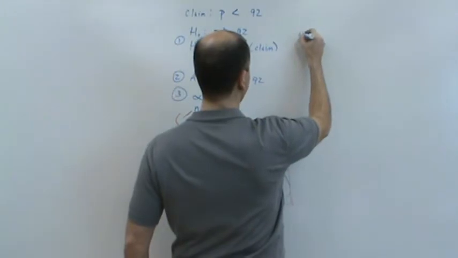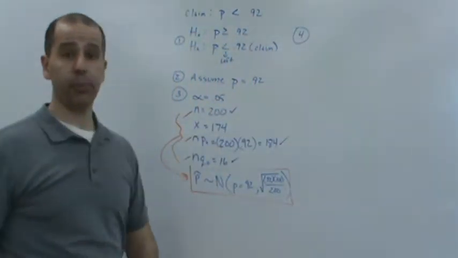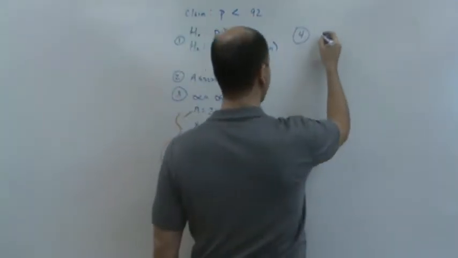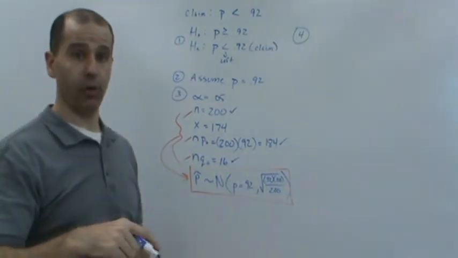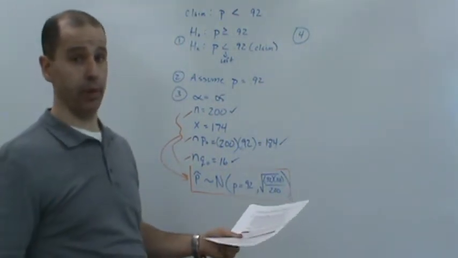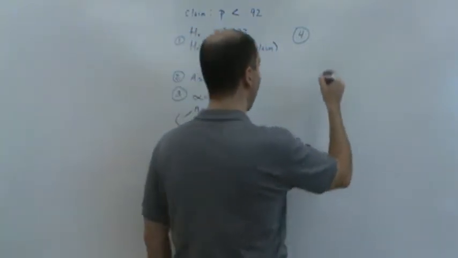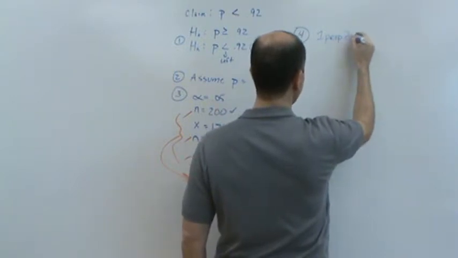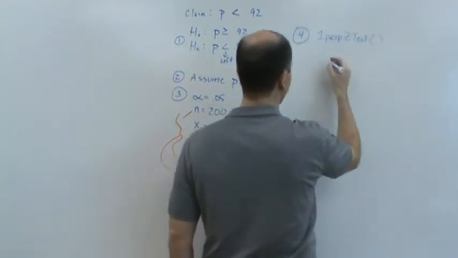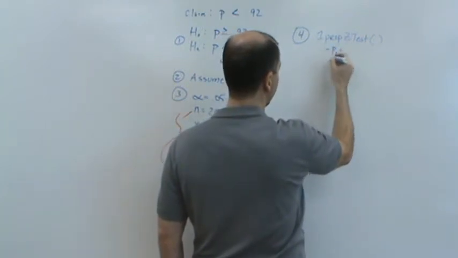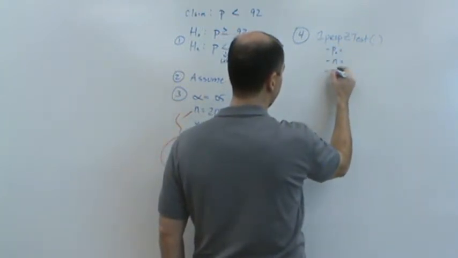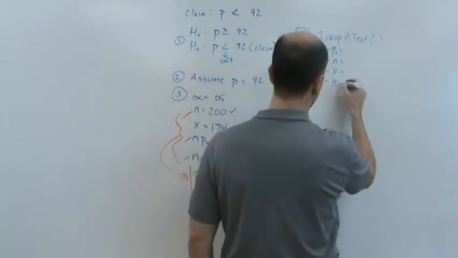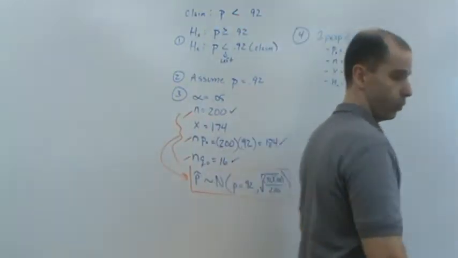Now step 4, again, I'm going to use the one prop z-test and use whatever method I want. So just don't forget how to do the traditional method or the p-value method, right? You should know how to do both if asked to, okay? So now, one prop z-test. And what are we going to put in? Well, we're going to put in P0, N, X, and the alternative hypothesis. Okay? And so let's do that.